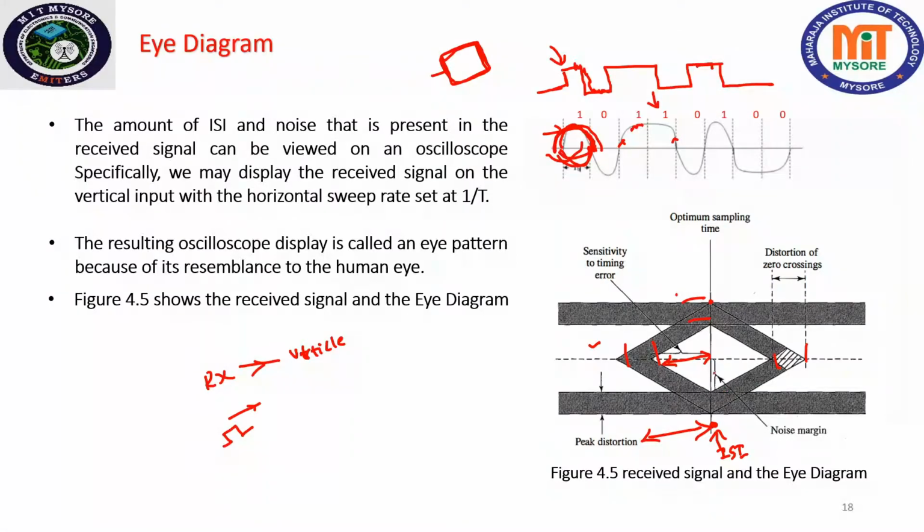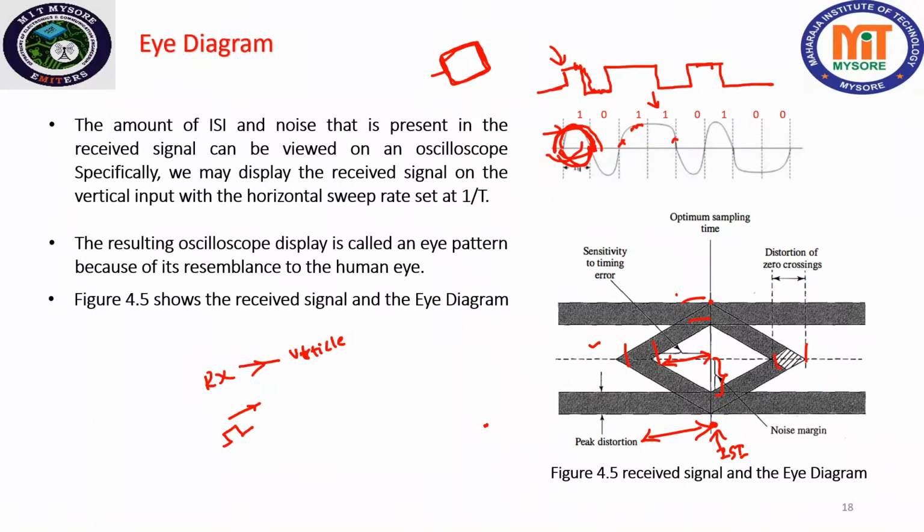Then we have noise margin. Here this part, if this peak distortion is small, noise margin will be higher, otherwise noise margin will be small. It indicates that if you have the smallest noise also, the decision may change in favor of 0 or 1. That is what the noise margin is. It is the margin over which your signal can be accurately detected. If that is large, accuracy will be more at the receiver end. Okay, that's about the eye diagram.